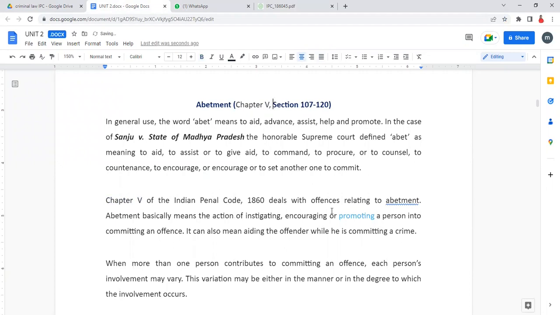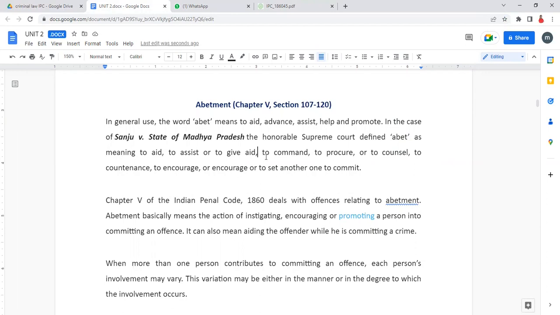When we talk about abetment, it is derived from the word abet, which means to aid, to advance, to assist, to help, or to promote, as in to provide some assistance to another person so that the other person is in a position to do something. In the case of Sanju versus State of Madhya Pradesh, the Honorable Supreme Court defined abet as meaning to aid, to assist, to command, to procure, to counsel, to countenance, to encourage, to set another one to commit a crime.